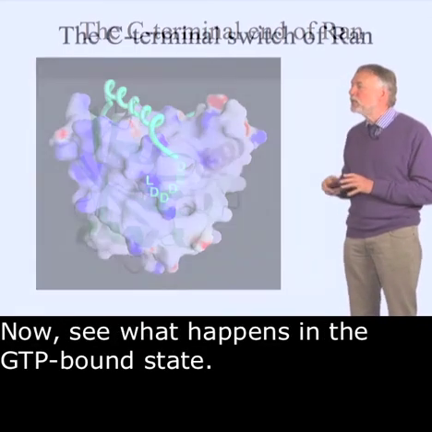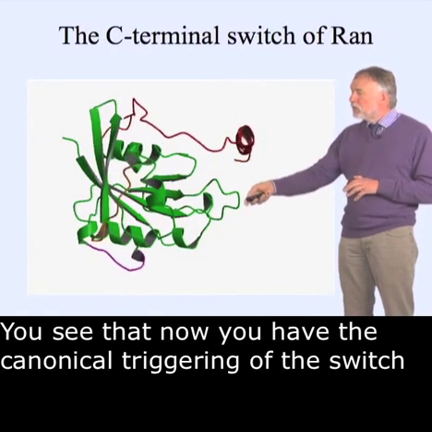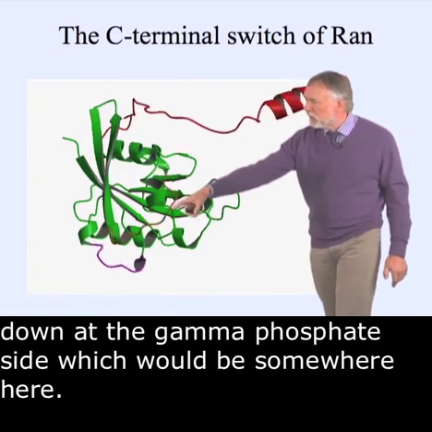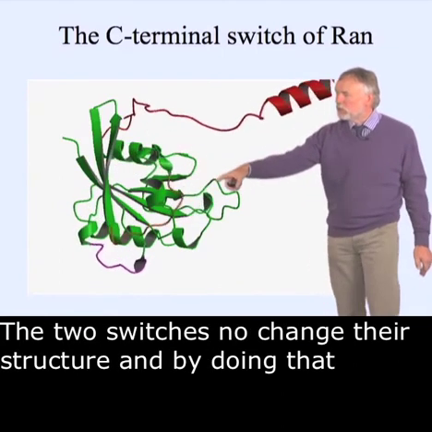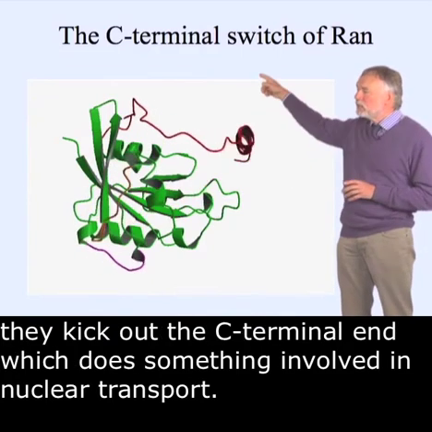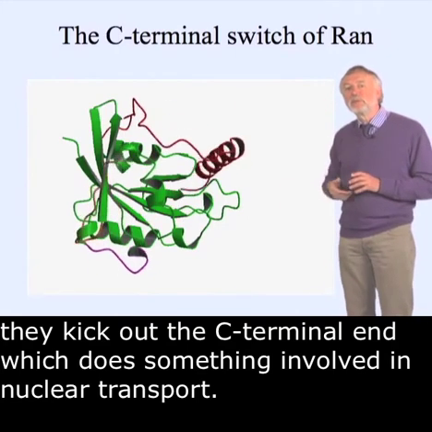But now see what happens in a GTP-bound state. You see that now you have the canonical triggering of the switch down at the gamma phosphate site, which would be somewhere here. The two switches now change their structure, and by doing that they kick out the C-terminal end such that it does something that is involved in nuclear transport.